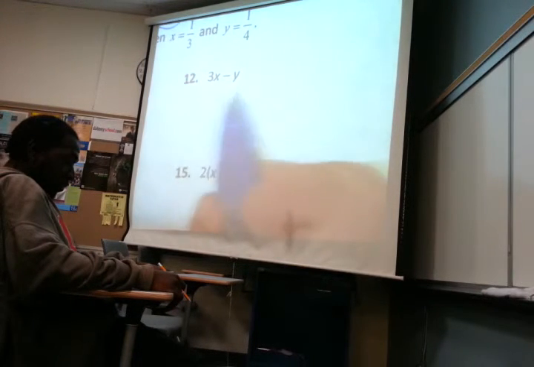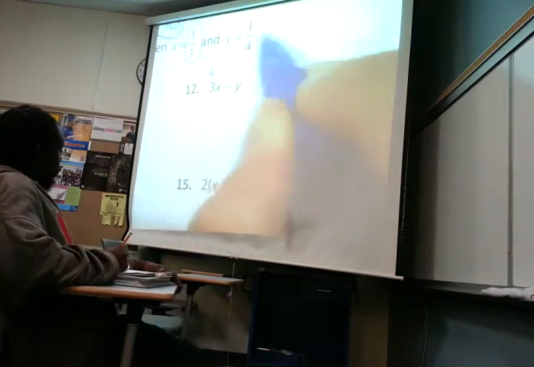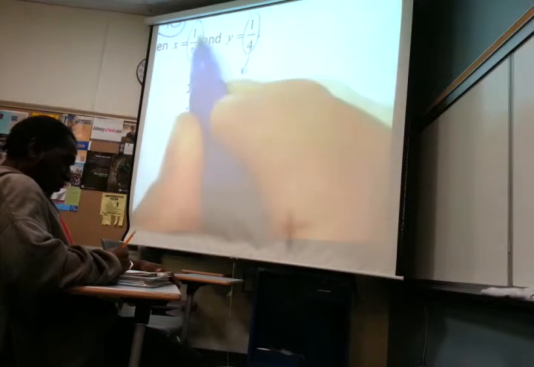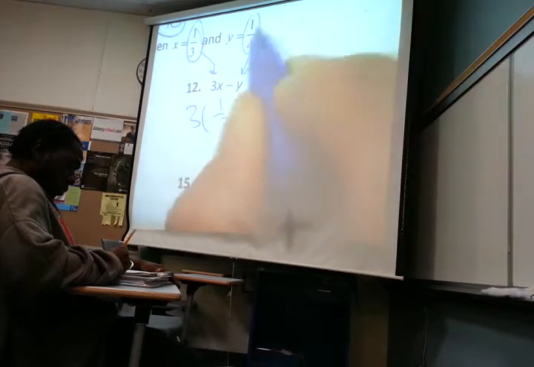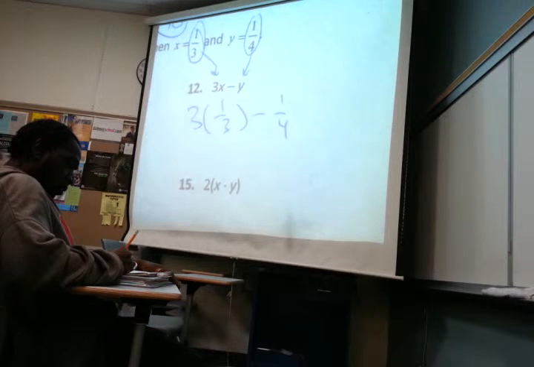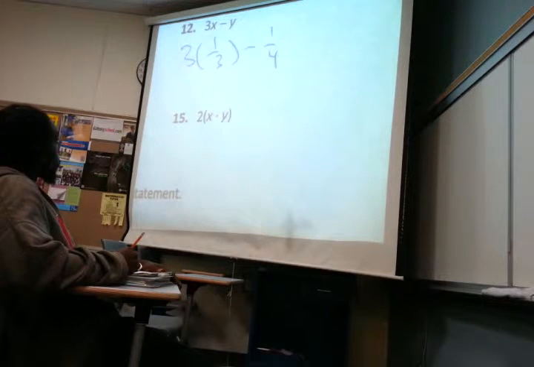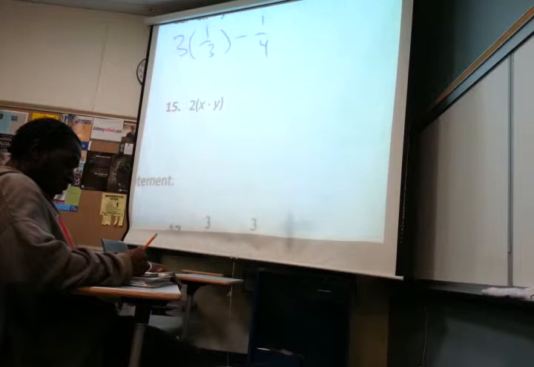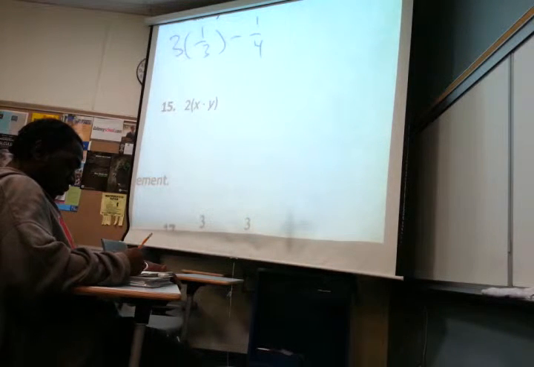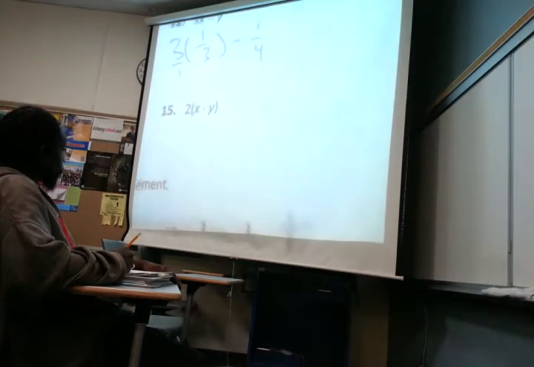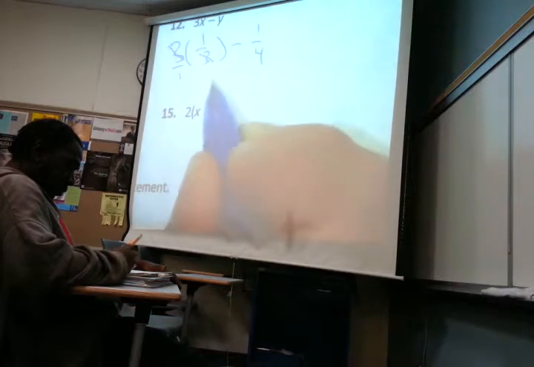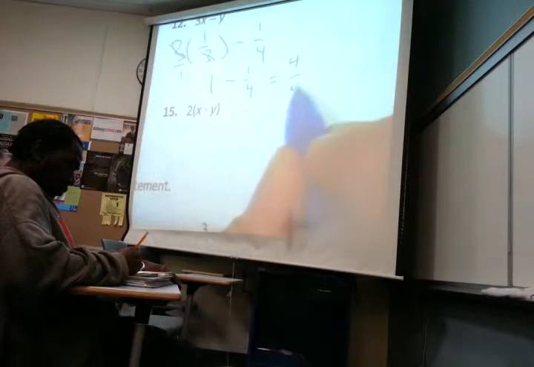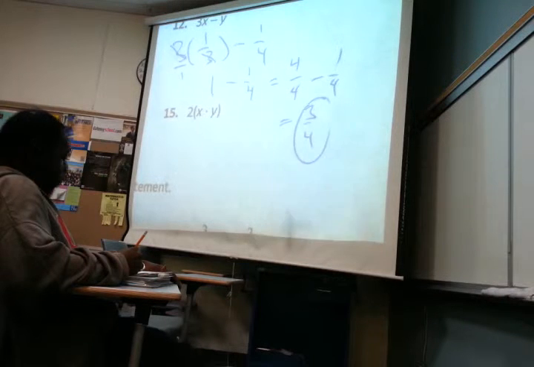So we saw a problem just like this earlier, and it's just another one of these substitution problems. So then you get 3 times x, but x is 1/3, minus y, but y is 1/4. And then you just attack it. The first step is substitute, and then you pretend like that's where you start. And what can you do there? Yeah, the 3's cancel. You can put that over 1 if you want to, but the 3's going to cancel. So you get 1 minus 1/4. Yeah, you can make that 4 over 4 minus 1 over 4, 3/4.